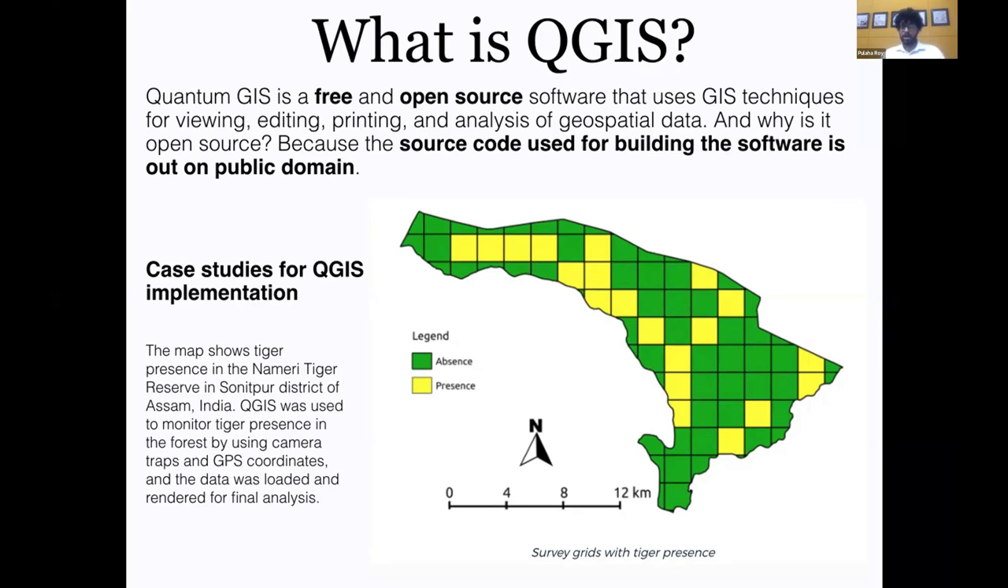This map shows the Nameri Tiger Reserve in the Sonitpur district of Assam, a northeast Indian state, and it shows tiger presence in the reserve. The yellow grids, as in the legend, are where they have seen tiger presence, and the green ones are where they haven't seen any tiger presence. I don't want to get into the details, but you can find the case study on the QGIS website itself. So do go and have a look.